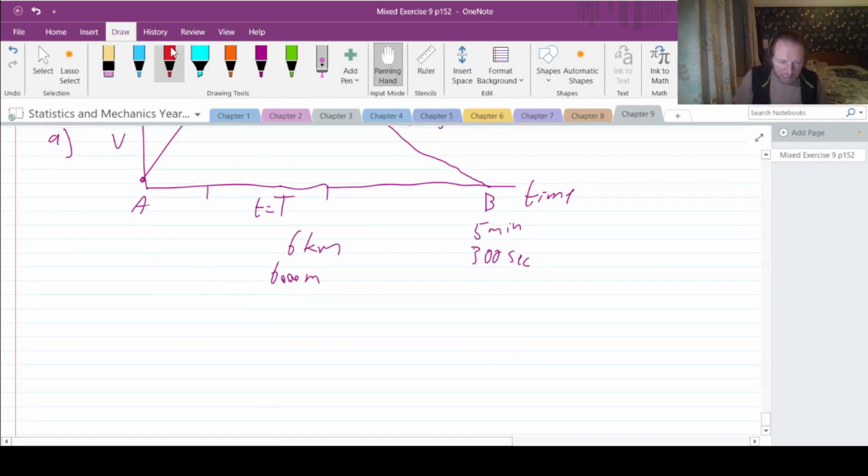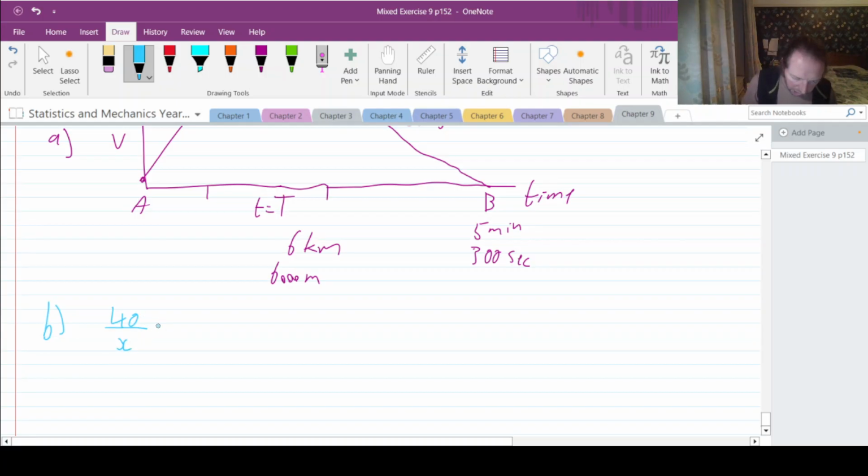Part B then. Show that 40 over x plus t is equal to 300. Where has that come from?